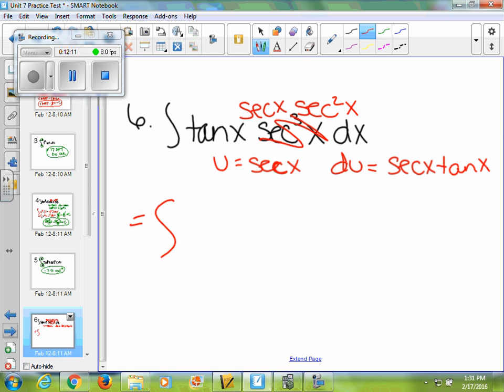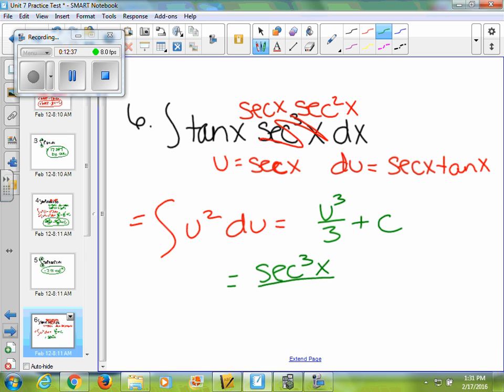So then in rewriting my integral, that secant squared becomes u squared. The secant tangent becomes du. So I end up with u squared du. And what's the integral of u squared? U cubed over 3 plus c. So you end up with secant cubed of x over 3 plus c.